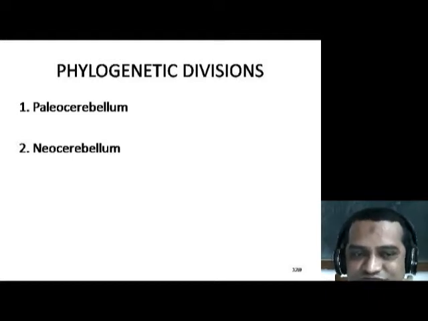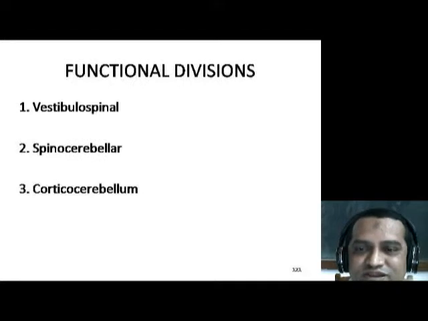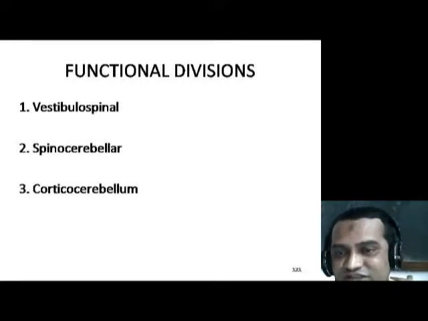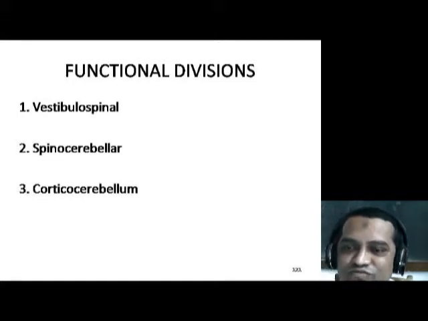Then the third one is the flocculonodular lobe. Flocculonodular lobe includes nodulus and flocculus. So anatomically, these are the three lobes: anterior lobe, posterior lobe, and flocculonodular lobe.